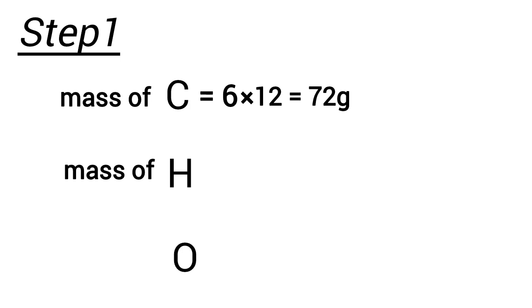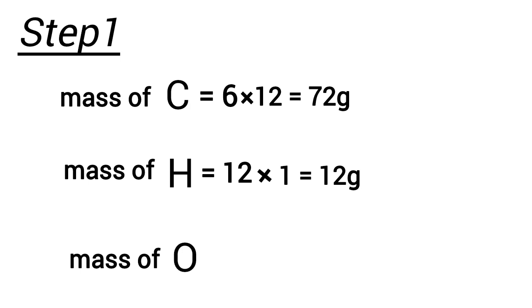There are 6 atoms of carbon present, and the atomic mass of carbon is 12. So we have 6 times 12, which is 72. So the mass of carbon is 72 gram. In glucose, there are 12 atoms of hydrogen, and the atomic mass of hydrogen is 1. That is 12 times 1, that is 12. So the mass of hydrogen is 12 gram.